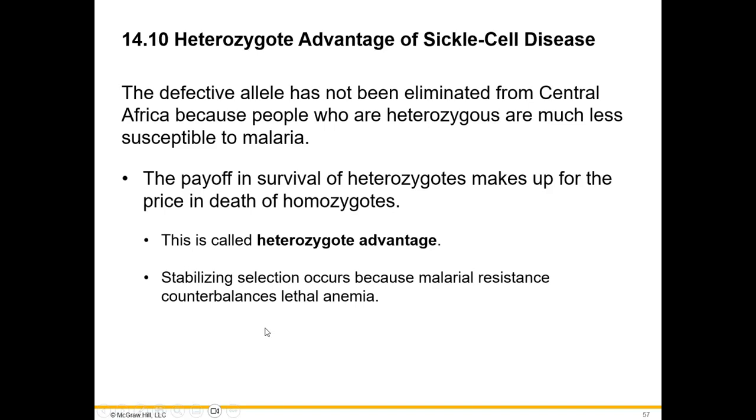The payoff in survival of the heterozygotes in this case is making up for the price of death in the homozygotes of this general population. So even though if you get both alleles, you're likely to have a shortened lifespan and have negative impacts, if you have a single allele, there is an advantage in the way that you're able to fight off malarial disease. The stabilizing selection in this instance is occurring because of that malarial resistance.